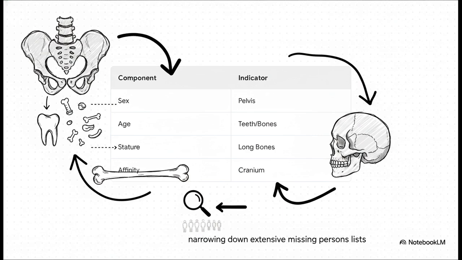This encompasses biological sex, which is usually determined by pelvis morphology, age at death, assessed through skeletal development, stature, calculated from long bone measurements, and population affinity, often estimated using cranial metrics. Together, these four pillars act like a biological filter, allowing law enforcement to drastically narrow down extensive missing persons lists.